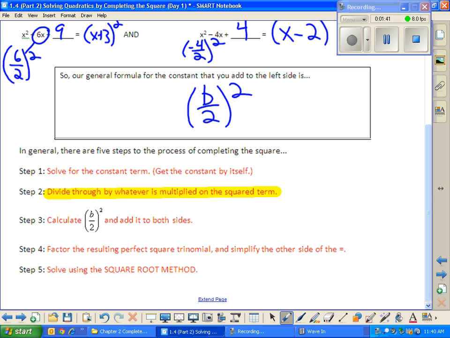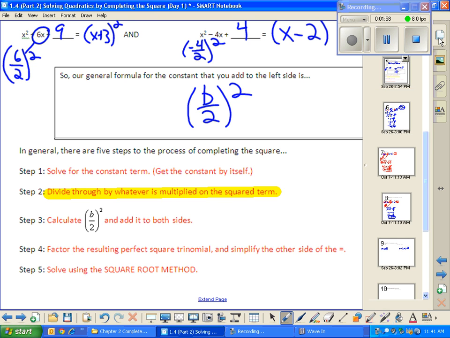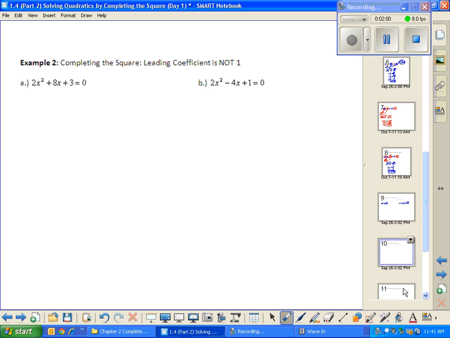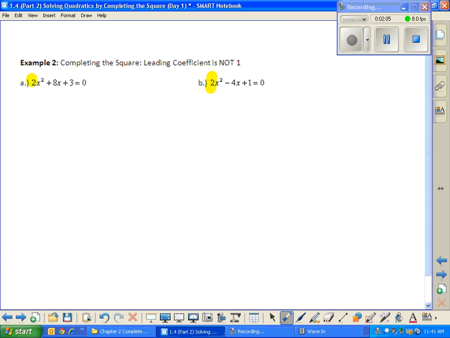Then we calculate our b over 2 squared and add it to both sides. In step 4, you get to factor the left and simplify the right. And then we solve using SADMEP, which is our solving by undoing. We also call that the square root method. So you see how the problems look a little bit different. All of a sudden, we see the presence of a number in front of our x squared. We can't factor these necessarily. We're going to actually solve these, like I said, with completing the square. So let's go ahead and do that.